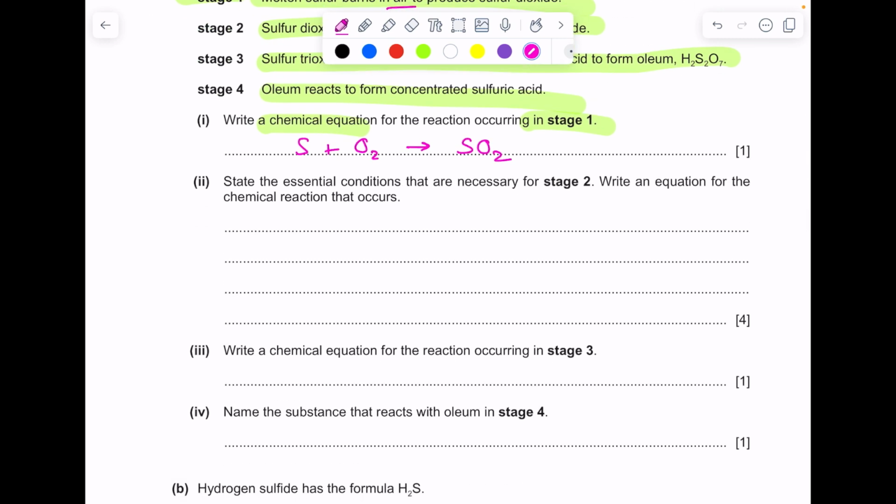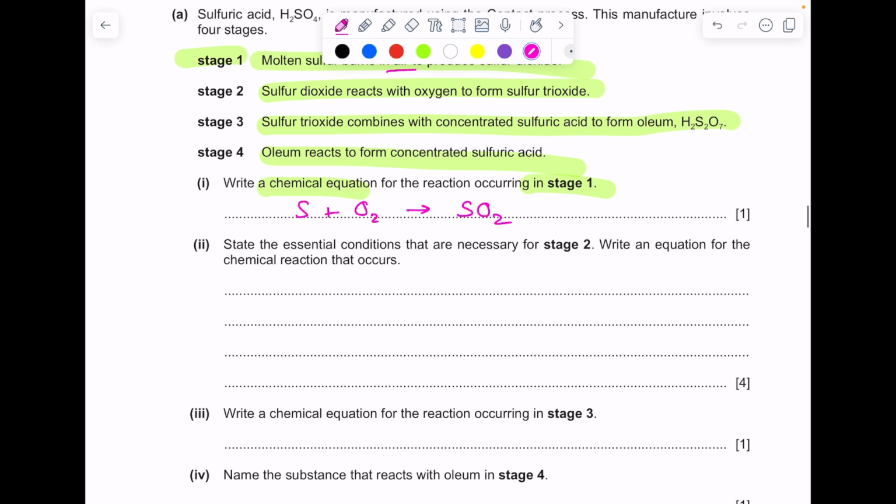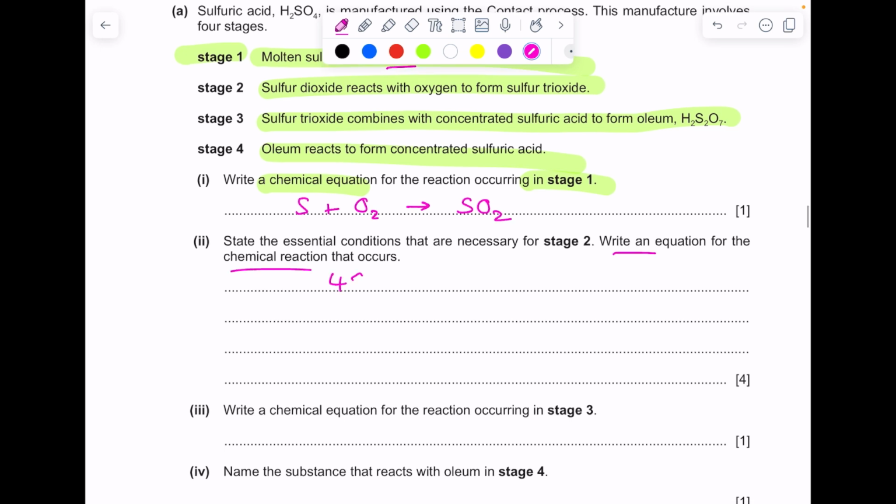State the essential conditions needed for stage 2. Write an equation for the chemical reaction that occurs. So we need a high temperature of 450 degrees Celsius. We need a pressure of 1 to 2 atmospheres. We need a vanadium 5 oxide catalyst.